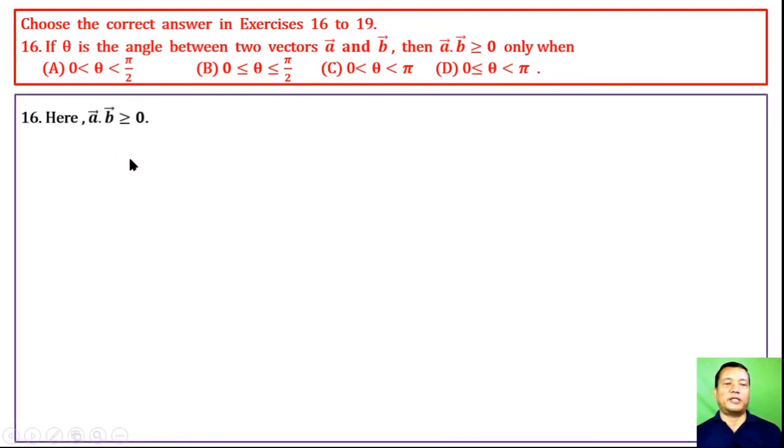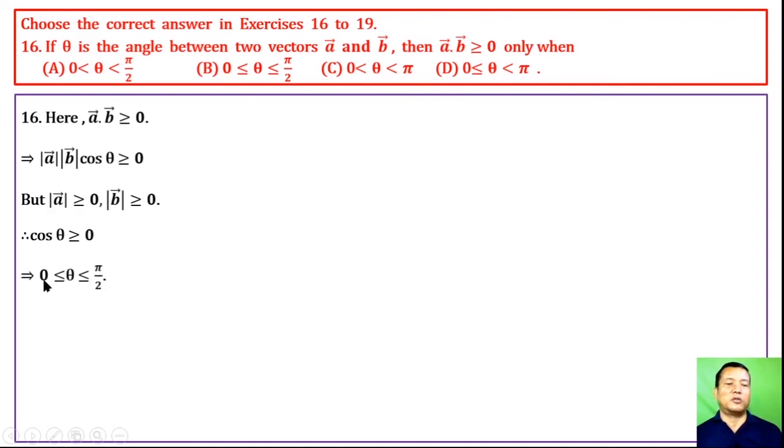A dot B is greater than or equal to 0. A dot B equals magnitude of A times magnitude of B times cos theta, and magnitudes are always greater than or equal to 0. That gives cos theta is greater than or equal to 0. Cos theta is 0 at 90 degrees, and theta from 0 degrees to 90 degrees gives cos theta greater than or equal to 0. Correct answer is B.